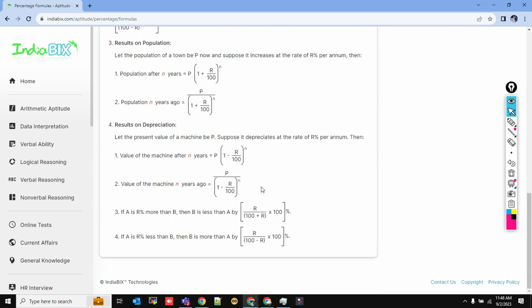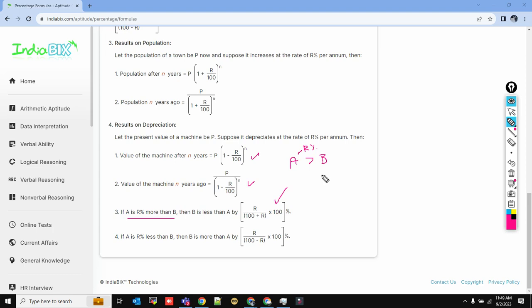Now, these are the two formulas we saw when there is a decrease in the population. Now, A is R% more than B. Then B is how much? If A is more than B, then obviously B is less than A. So if A is R% more than B, then B will be less than A by how many percent? This is what you need to calculate. They have come up with this value, and we need to understand how this value came.